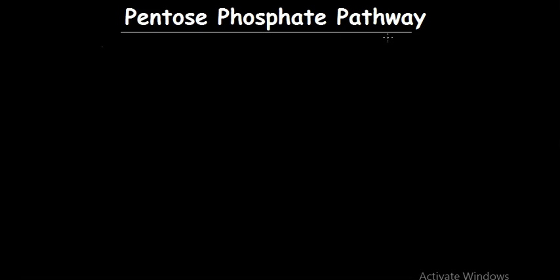In this tutorial we're going to be looking at the pentose phosphate pathway, which is also known as the PPP, and this is what stands for the pentose phosphate pathway, and you can also call it the hexose monophosphate shunt. Let's break it down step by step so that you can understand everything easily and clearly.